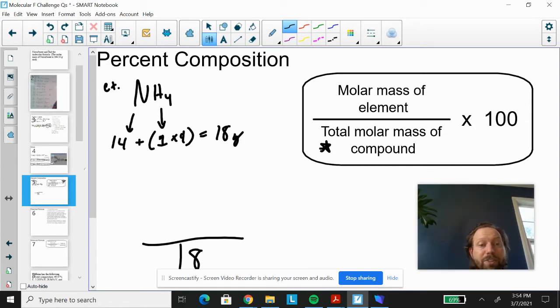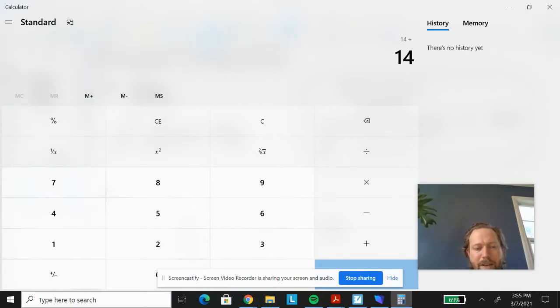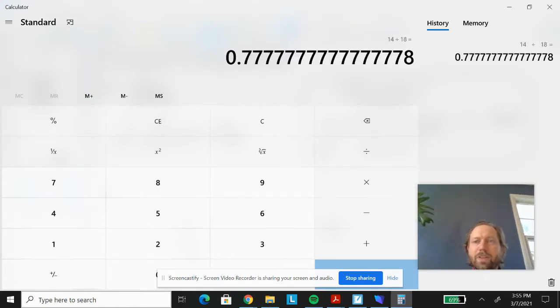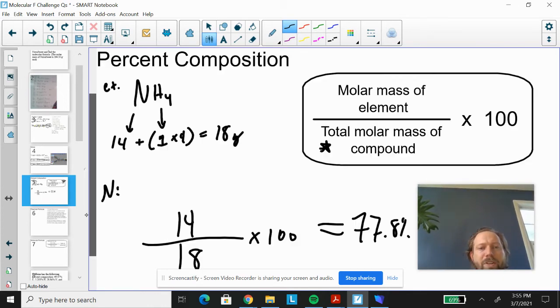We'll start with the first element. For nitrogen, right, N, it's 14 grams of the 18. We're going to multiply that by 100 to make it a percentage. And we'll figure that out. 14 divided by 18 equals 77.8. That's 77.8%.